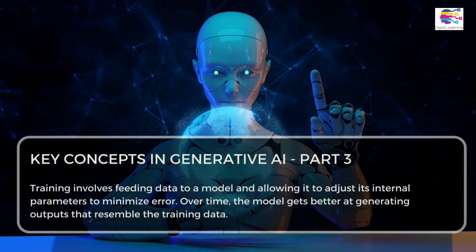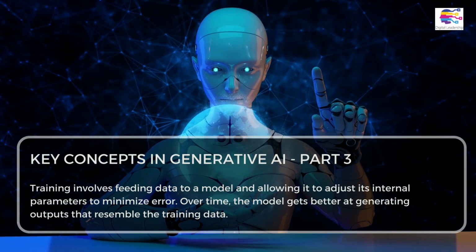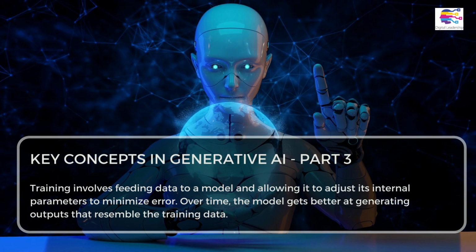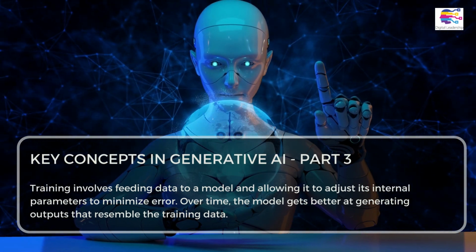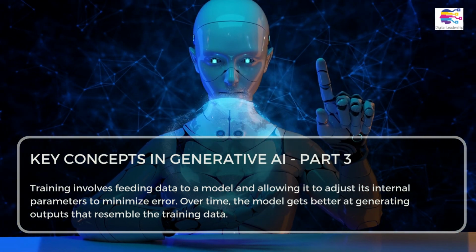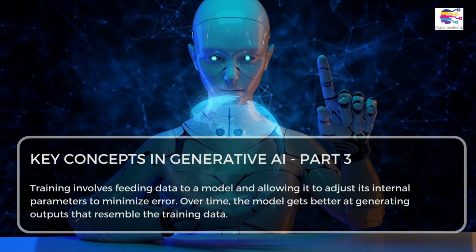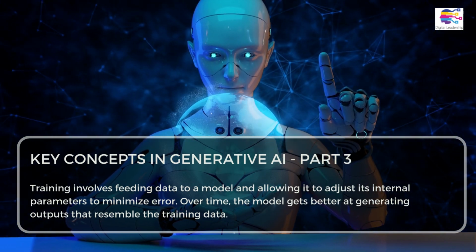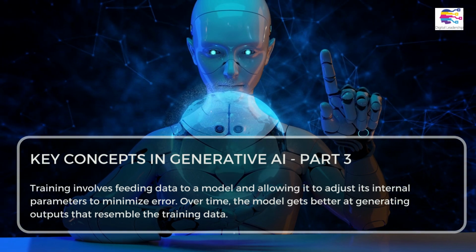Key concepts in generative AI, Part 3. The last concept is training models. Training involves feeding data to a model and allowing it to adjust its internal parameters to minimize error. Over time, the model gets better at generating outputs that resemble the training data.